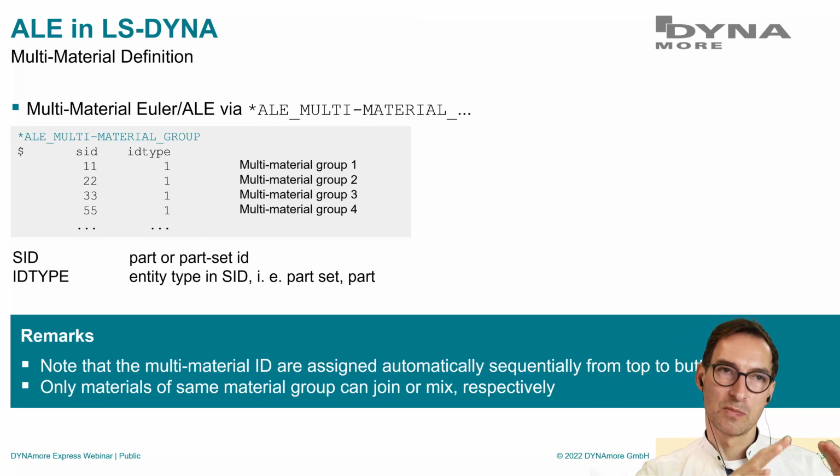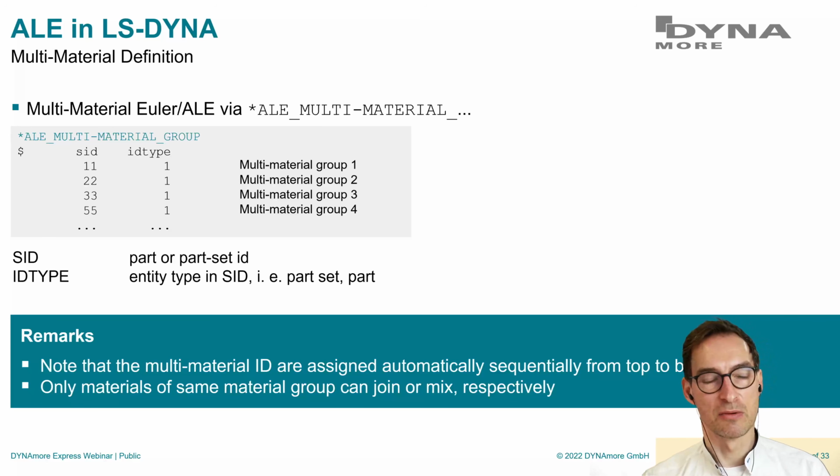Do I want these 2 materials to be mixed with each other, so that they become one during the simulation? Then I have to assign them to the same material group. If I don't want to mix them, I keep separate material groups. That means maybe you have 2 different gases.